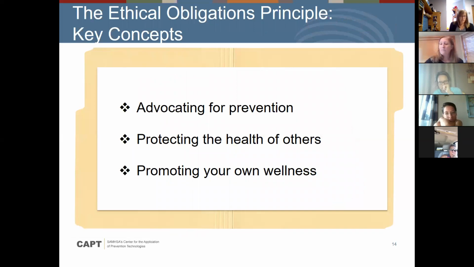So according to this principle, we really are expected to promote health and wellness, both personally and professionally. On the professional level, it really means advocating for prevention programs, policies, and services that support that wellness. On a personal level, it means striving to apply the knowledge and the skills that we have developed as a prevention professional, to protect the health of others and to enhance our own well-being. Okay, so first we're going to start by taking a look at the advocacy piece.